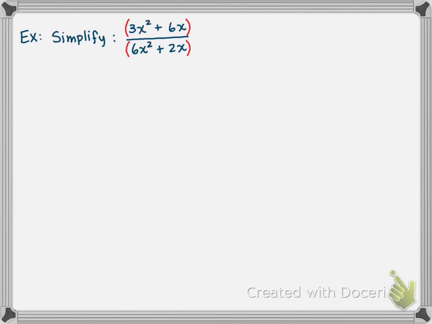So now I'm going to factor the numerator and denominator. In this case, I'll start with GCF. There's a GCF of 3x in the numerator, and we get x plus 2. And then I have a GCF of 2x in the denominator, and we get 3x plus 1. So the numerator has 3 factors. It has a factor of 3, a factor of x, and a factor of x plus 2. Oh, thank you. I'm sorry.